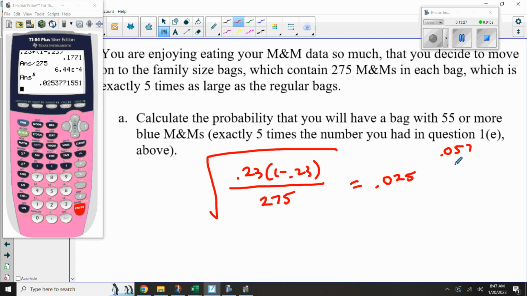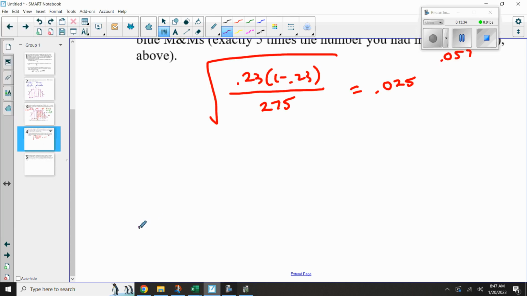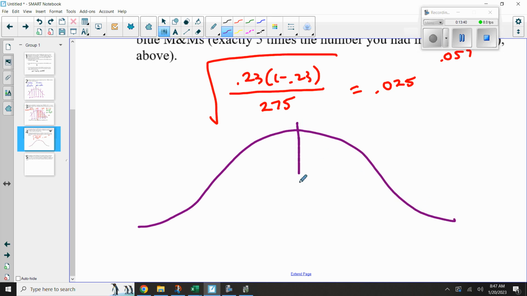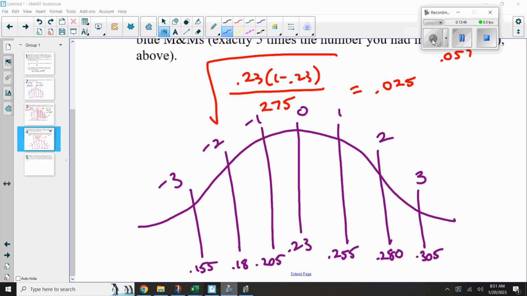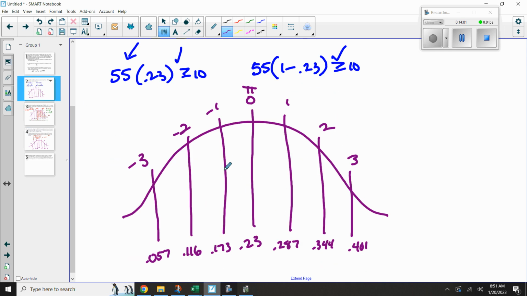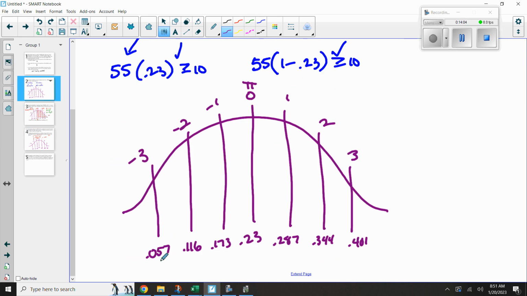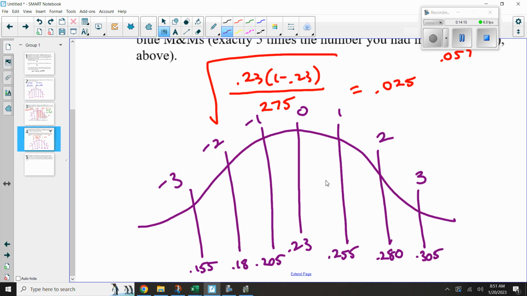So our diagram is going to really look quite a bit different. It's still going to be normally shaped because the central limit theorem applies. It's going to have the same center because the center is the population mean of 0.23. It's going to look like this, and you can see negative 3 standard deviations is 0.155, and positive 3 standard deviations is 0.305. And if I compare that to before, well, I went all the way down to 0.057 and all the way up to 0.401. So this one is considerably narrower.